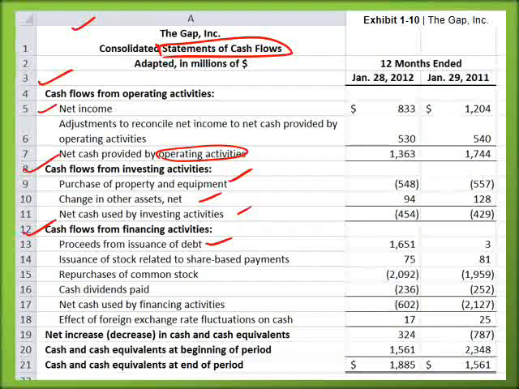And financing, which includes debt, stocks, treasury stock, dividends, right? This kind of stuff.